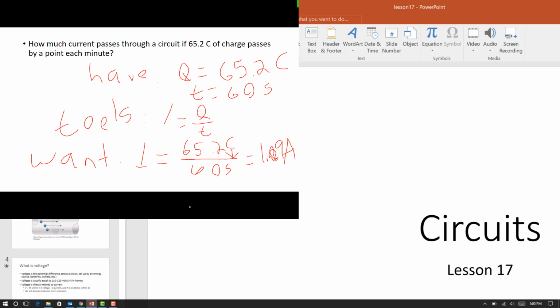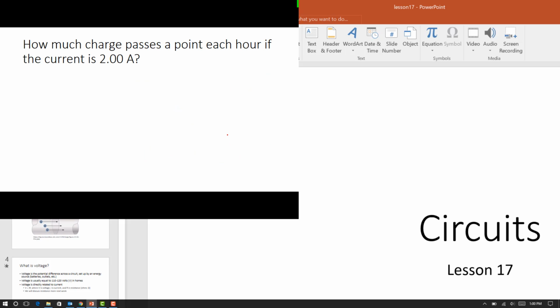This looks confusing, so I'm going to make this obviously an I, because it looks like a 1. So I, or current, is 1.09 amps. All right. So our next question. How much charge passes a point each hour if the current is 2.00 amps? So what are we given?